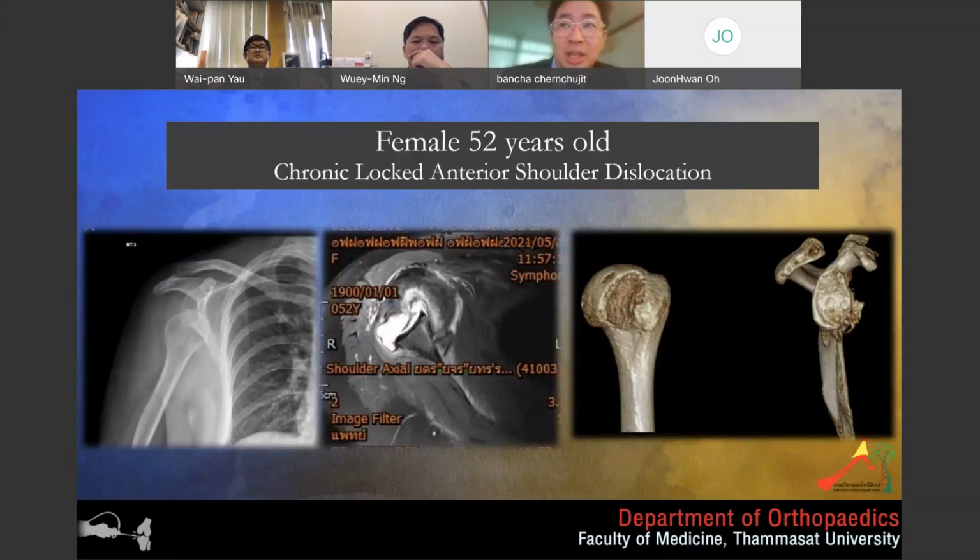Actually, I sent this into the group. Peter, you saw that? Yes. These patients, right? The 52-year-old had a locked dislocation after a seizure. Now the seizure can be controlled. The defect is so big, you see from the MRI, right? From the CT scan it's so big, but the glenoid defect is not too bad.